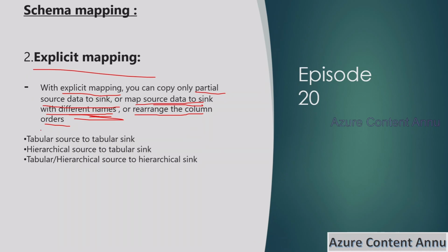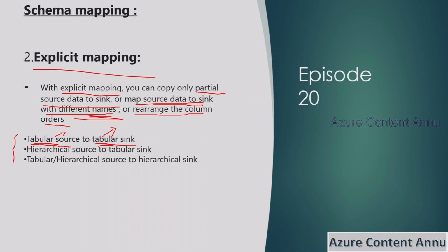So explicit mapping is of 3 types. First one is tabular source to tabular sink, the example of which we have already seen. Our source was a CSV file which was of tabular kind and the sink was a SQL table which was also tabular format.